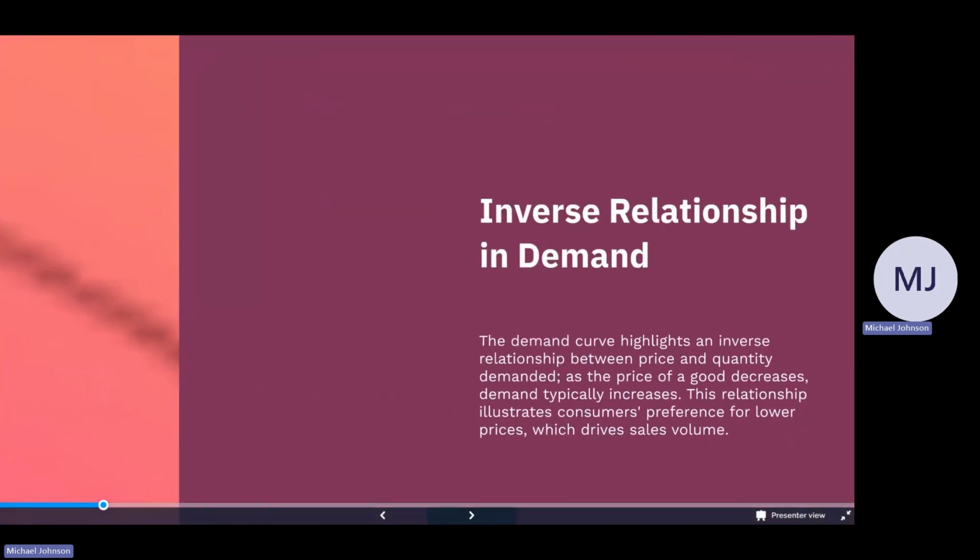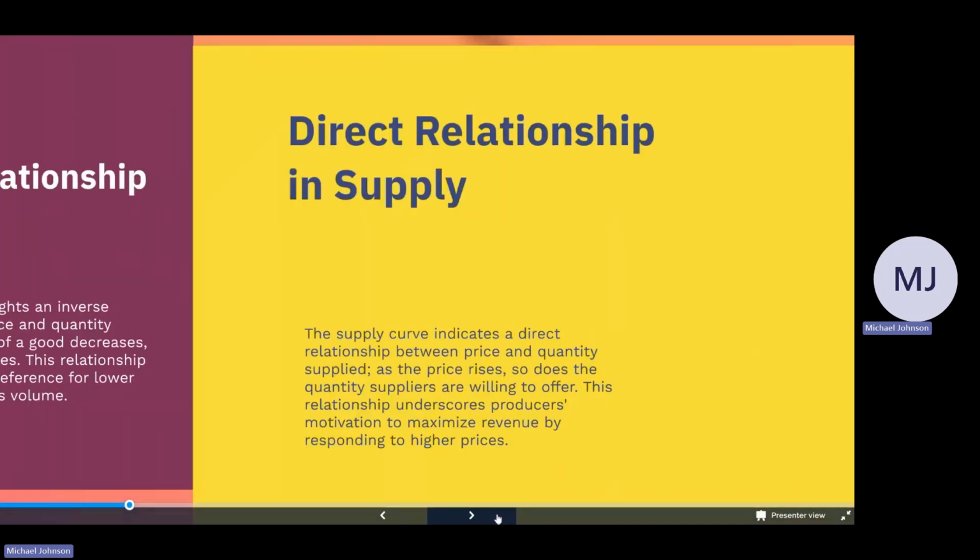Inverse relationship in demand. The demand curve highlights an inverse relationship between price and quantity demanded. As the price of a good decreases, demand typically increases. This relationship illustrates consumers' preference for lower prices, which drives sales volume.